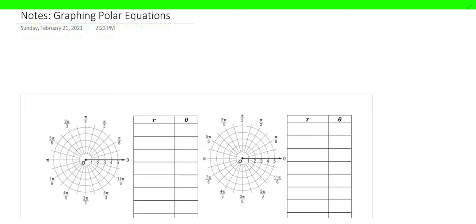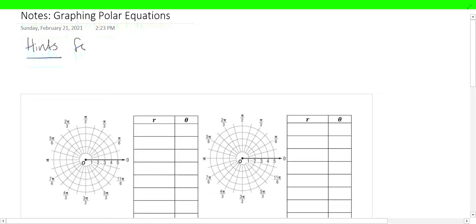All right, now I'm going to give you some hints for graphing. I'm having to learn to use this thing again with yet another computer. Equations.